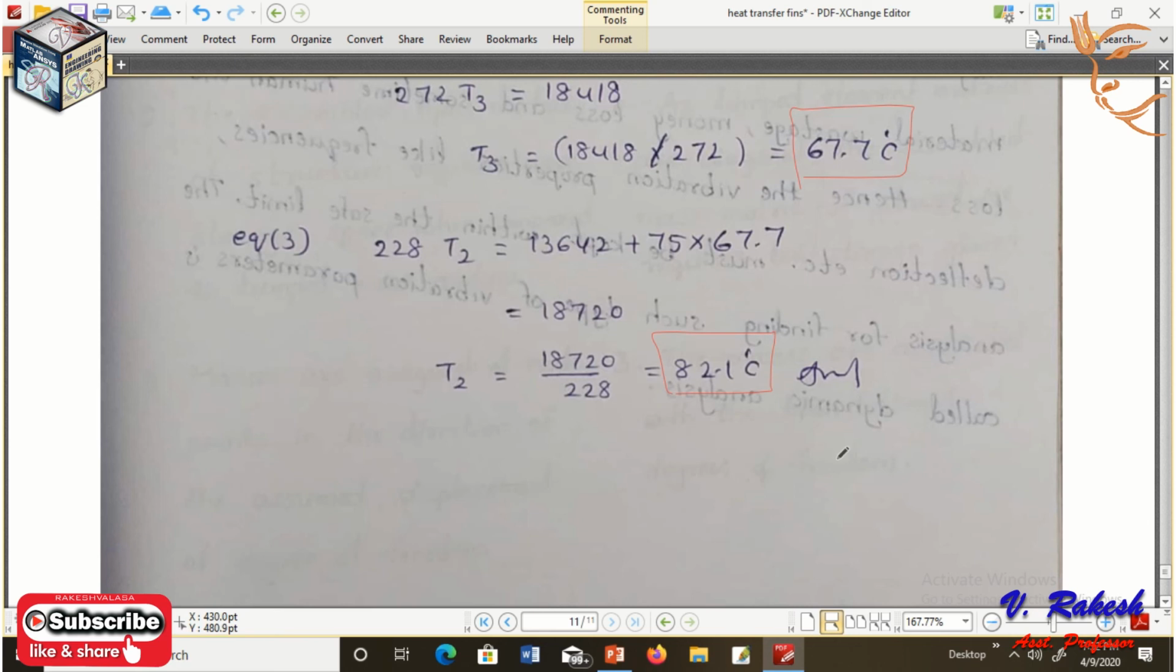I hope this is very clear to everyone. In the next lecture, I am going to discuss a few problems on heat transfer analysis of pins.